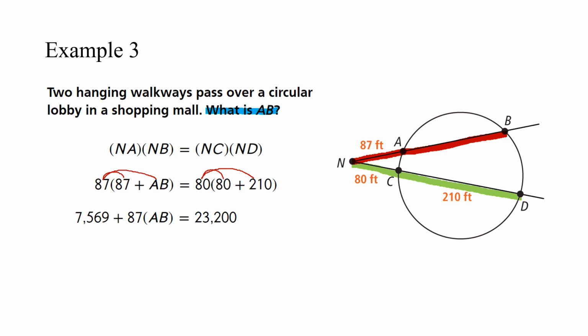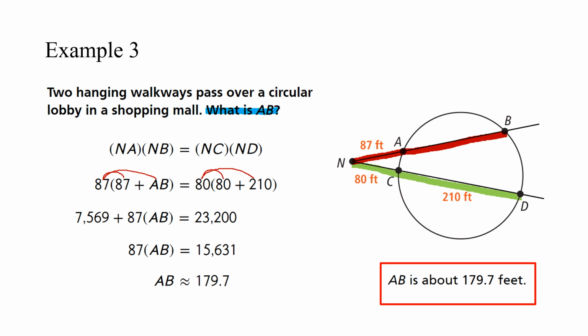Subtract 7,569 from both sides to get 87 times AB equals 15,631. And then dividing by 87, I get that AB is about 179.7. So AB is 179.7. And with that, we end our unit on circles.